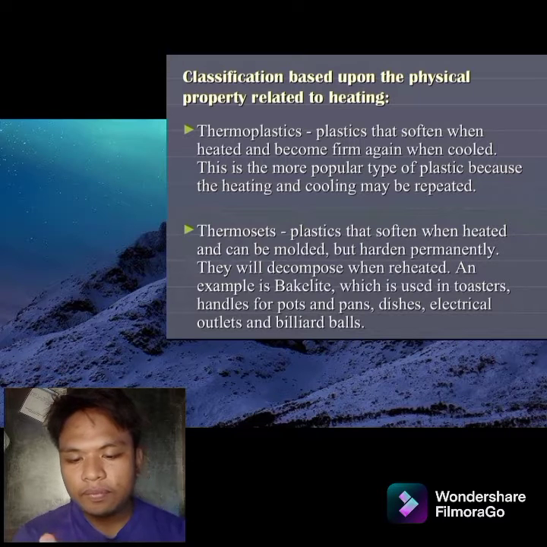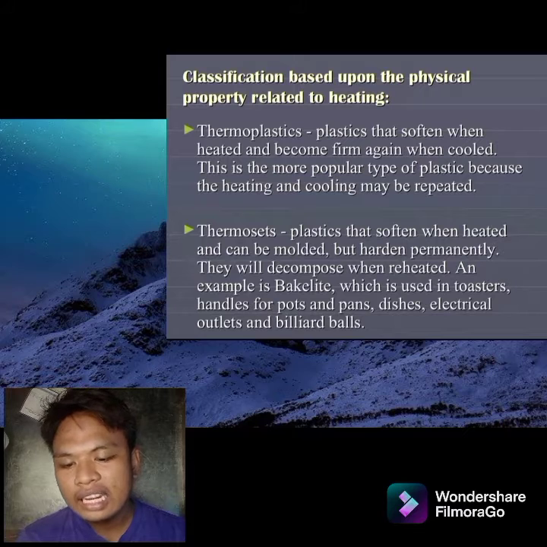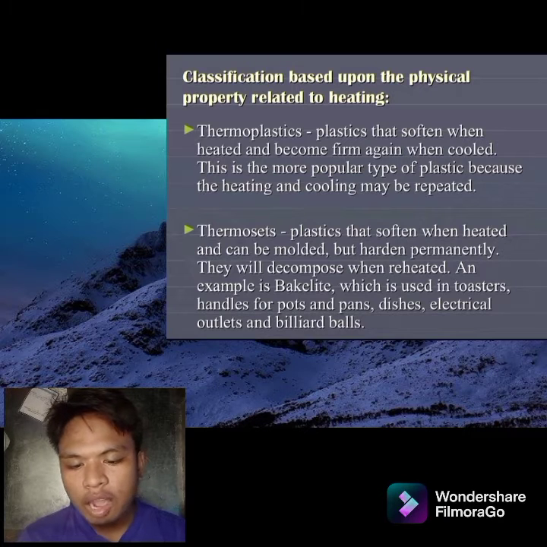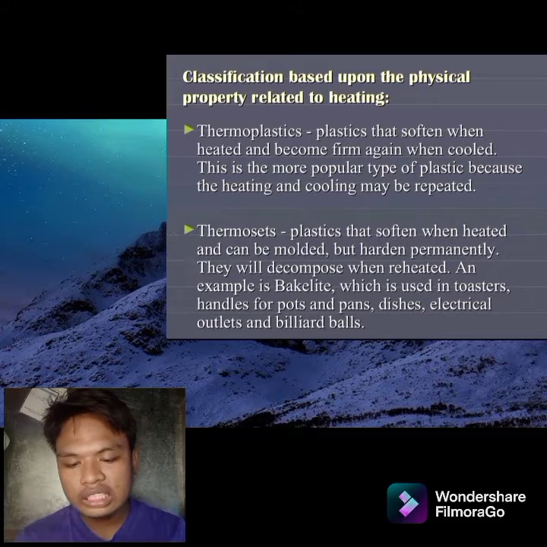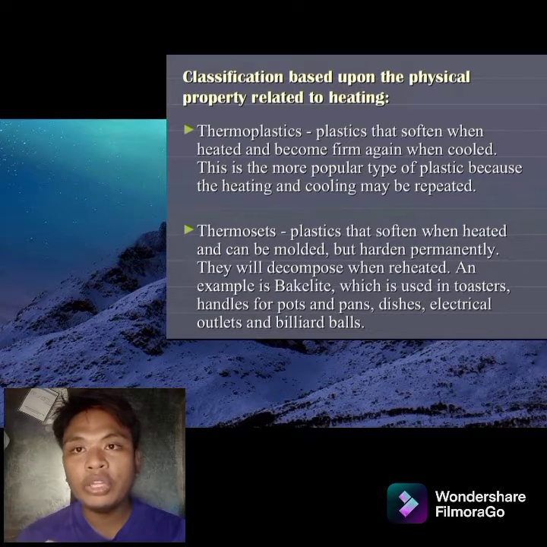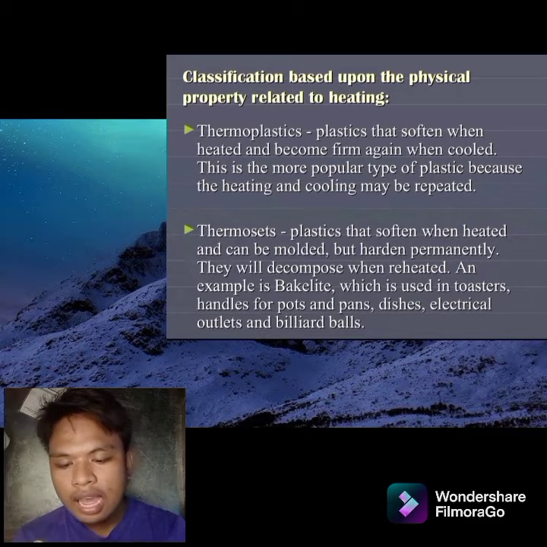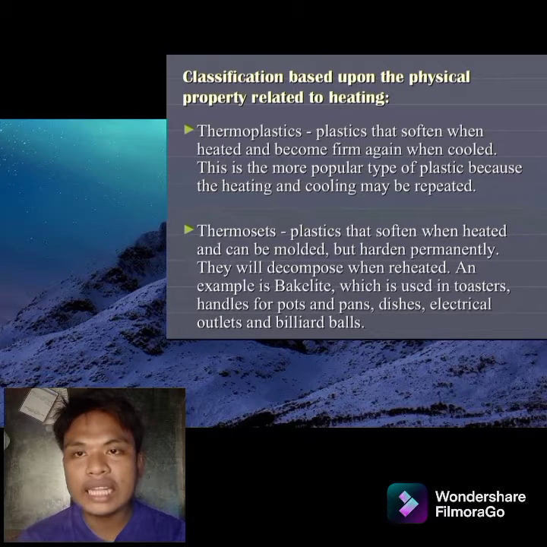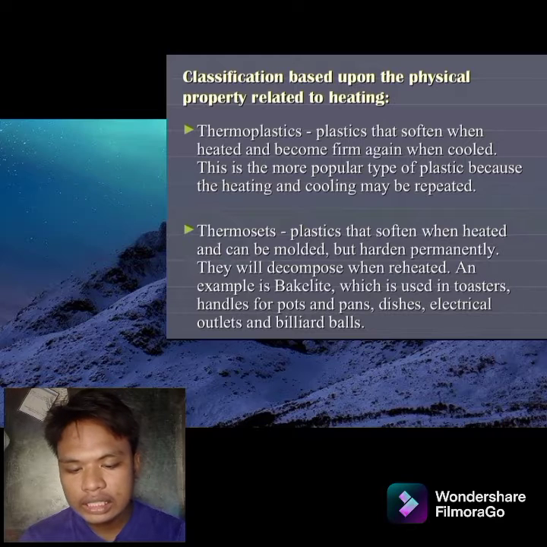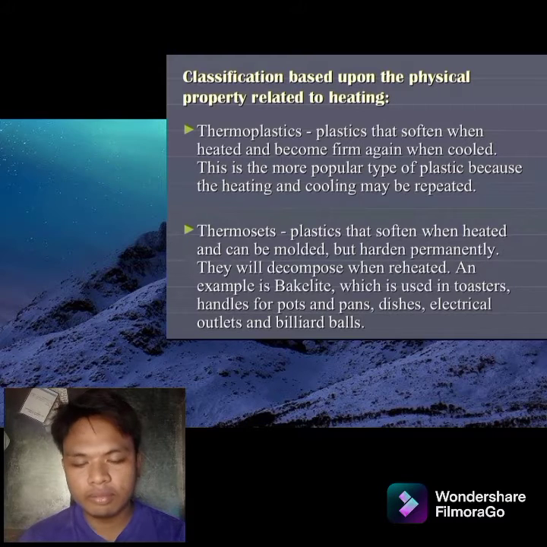Thermoset. These are plastics that soften when heated and can be molded, but harden permanently. They will decompose when reheated. An example is bakelite, which is used in toasters, handles for pots and pans, dishes, electrical outlets, and billiard balls.